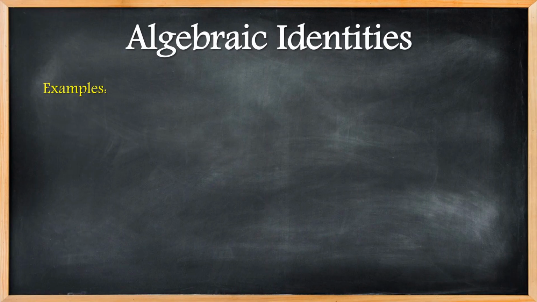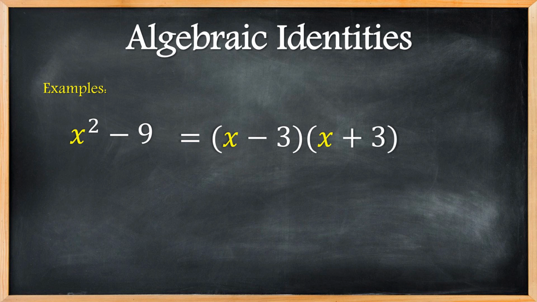Now, let's apply the difference of squares identity to factorize x squared minus 9. Recognizing it as a difference of squares, we can factor it as follows. X squared is simply x times x. 9 is 3 squared. Using the identity, we factor it as x minus 3 times x plus 3.